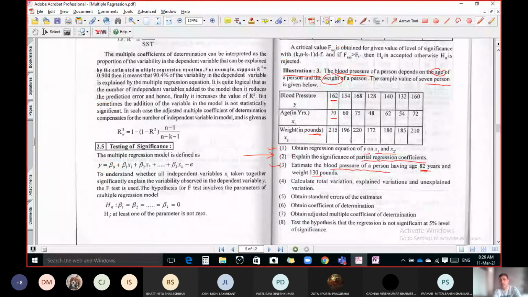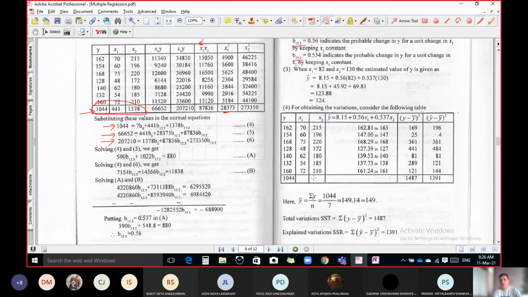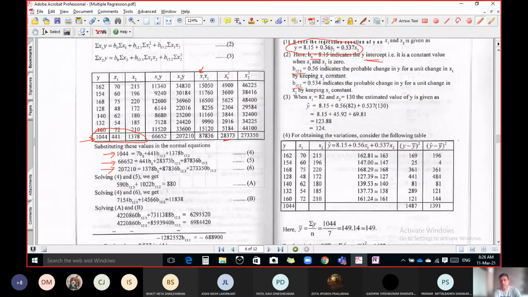Now the third one: estimate the value of blood pressure, that means y, for x2 is 82 and x3 is 130. So put x2 as 82 and x3 as 130 in this equation and you will get the value of y. That is known as the estimated value of y, denoted by y cap. So if a person has age 82 and weight 130, then the estimated value of blood pressure is 124. That is the answer.